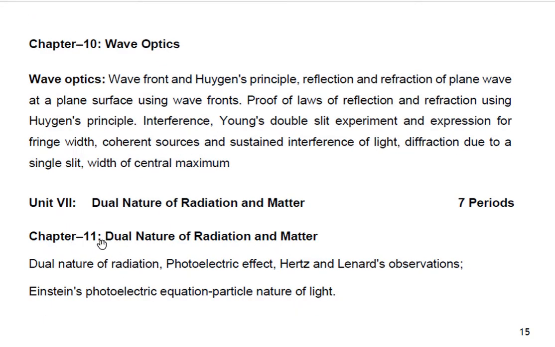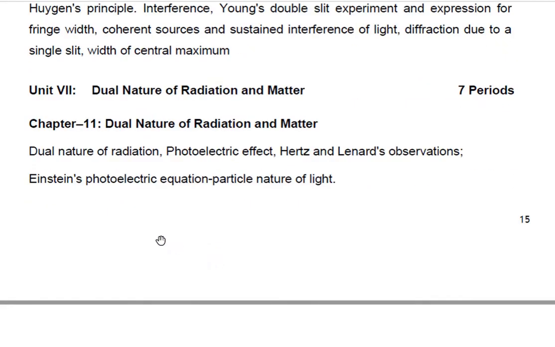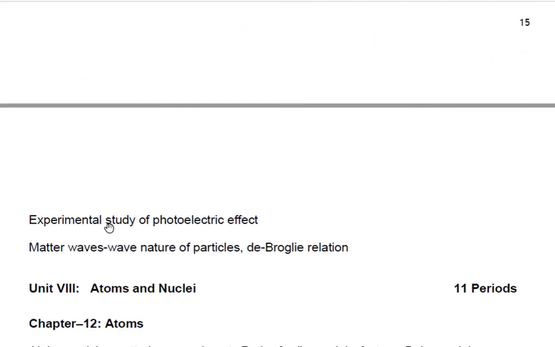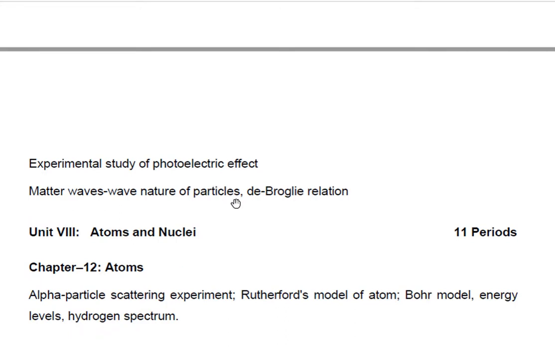Next is chapter 11, that is dual nature of radiation and matter. So from this chapter, dual nature of radiation, photoelectric effect, Hertz and Lenard's observation, Einstein photoelectric equation, particle nature of light, experimental study of photoelectric effect, matter wave and wave nature of particle, de Broglie relation. All these topics you have to study.